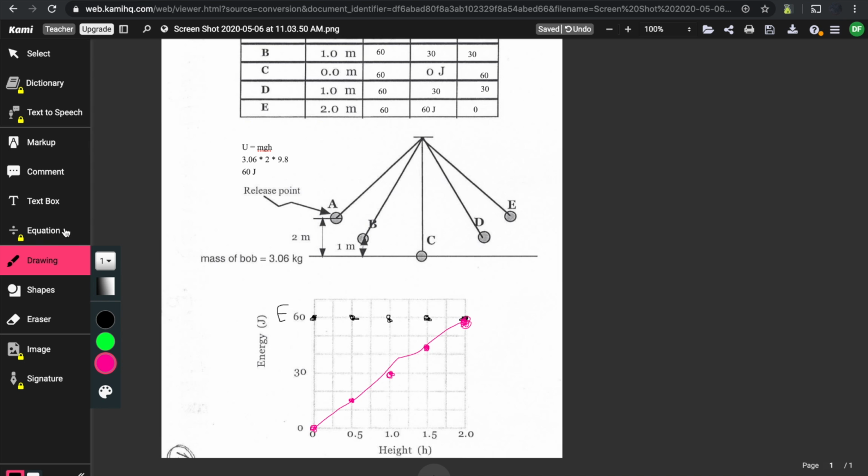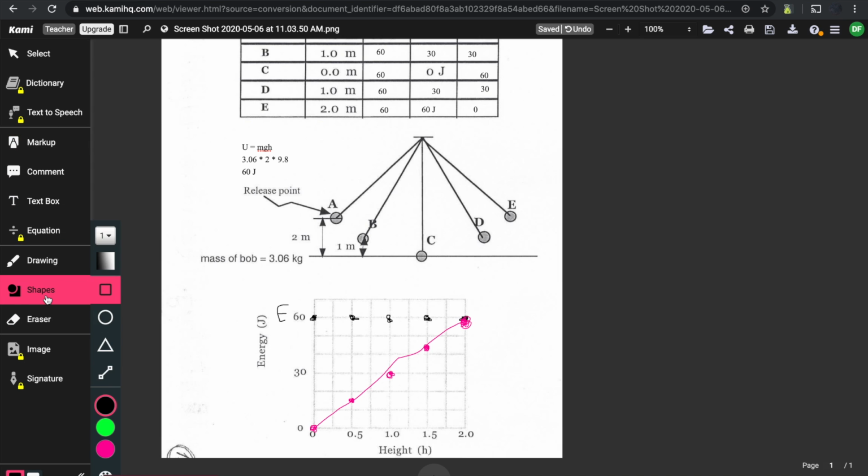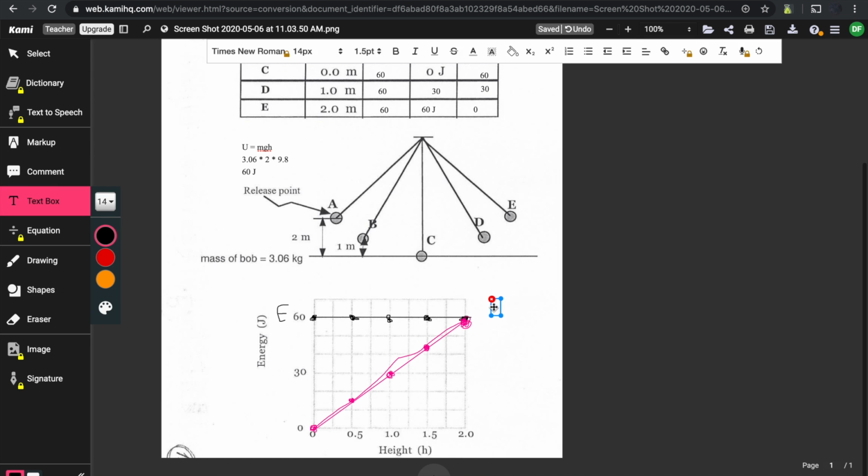Okay, actually, do they have a line tool? Shapes. Yeah, there we go. A line. Let's make it pink. And let's do this the right way. There we go. Okay, and there's our line. Here, let's do this one. There's E. This pink one, though, is U, because at the maximum height, it's maximum energy.